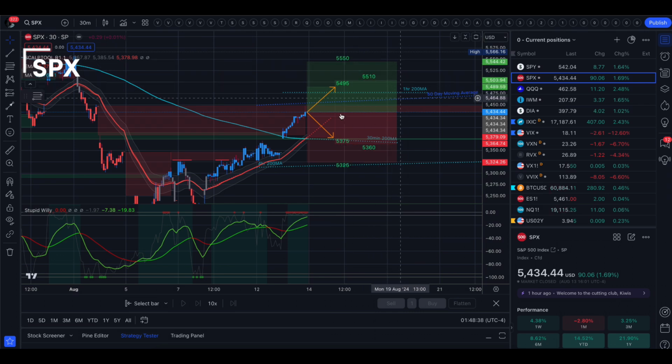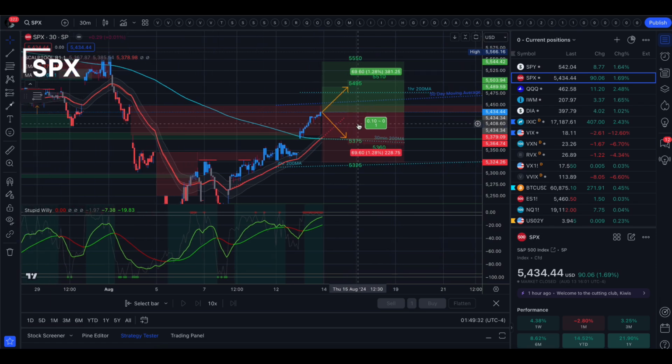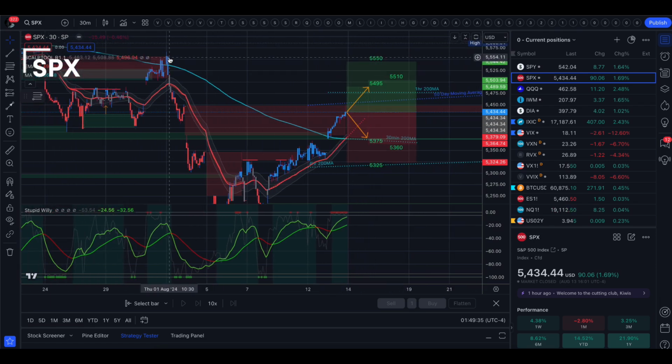To the upside, we do have the rest of that gap from last Thursday. This was the Amazon earnings. And then right above that, we have the 50-day moving average and the 1 hour 200 moving average. Both of those are within the implied move. The top of the implied move is 5495, 5510 on Thursday's contract. And then near the top of the 30-day average volatility, we do have a resistance level from right before we saw that big drop right here. And that's just outside of that, 5555. That would be the next resistance above our trading range.